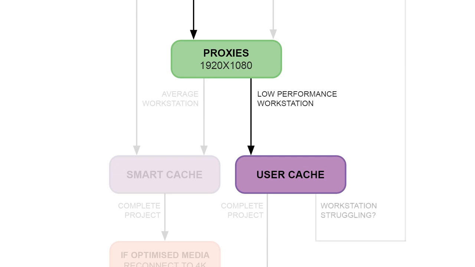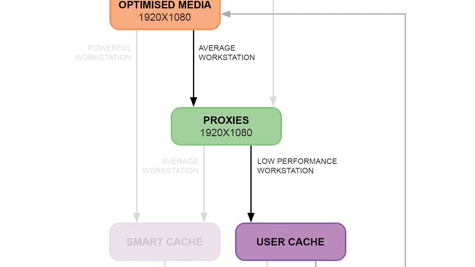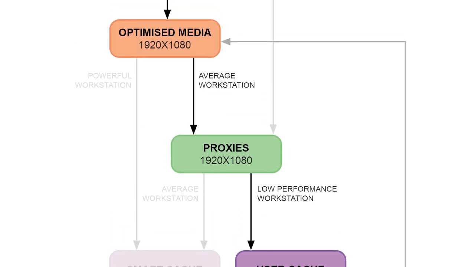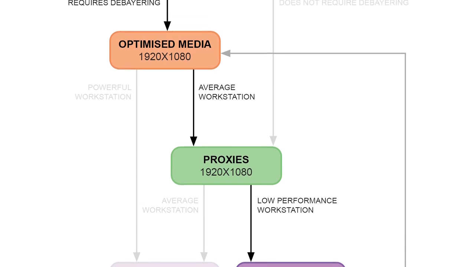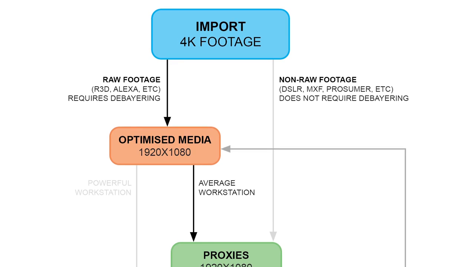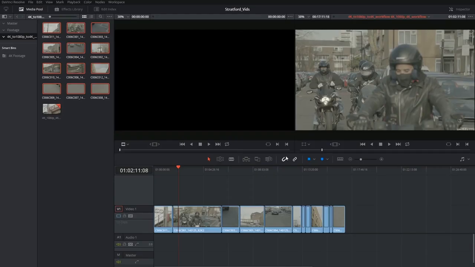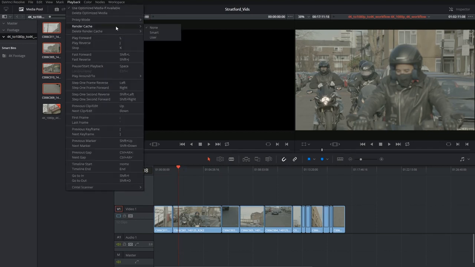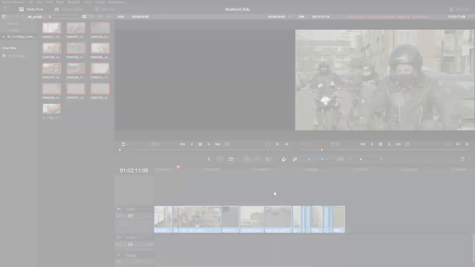If you do this and you find that your workstation is still struggling to play back in real time, you might consider generating a lower resolution and lower codec quality optimized media. This is even if you're working with non-raw or non-debayered footage. For simplicity's sake, I'm going to turn on smart caching to let it do its own thing. So once again, inside of playback, render cache, activate smart caching.